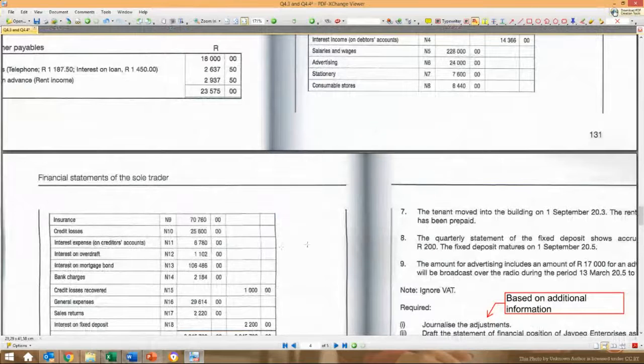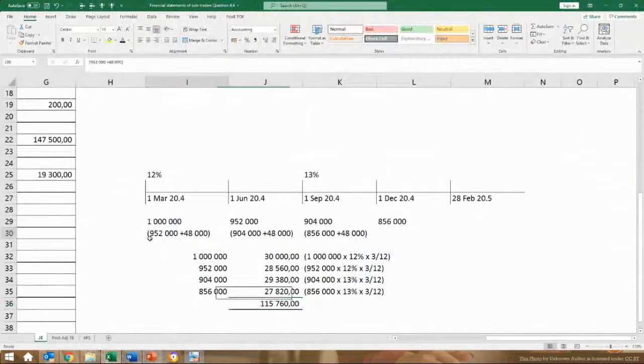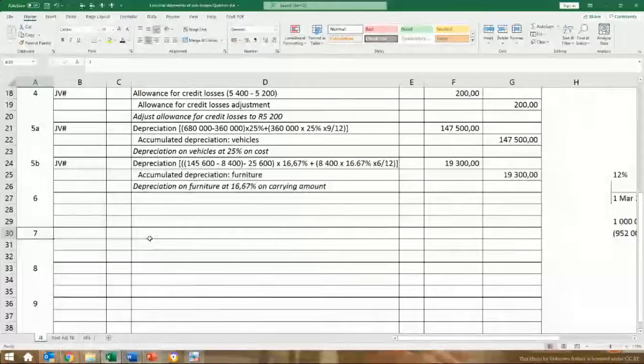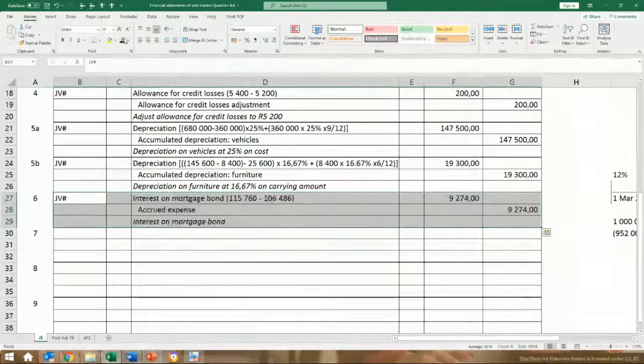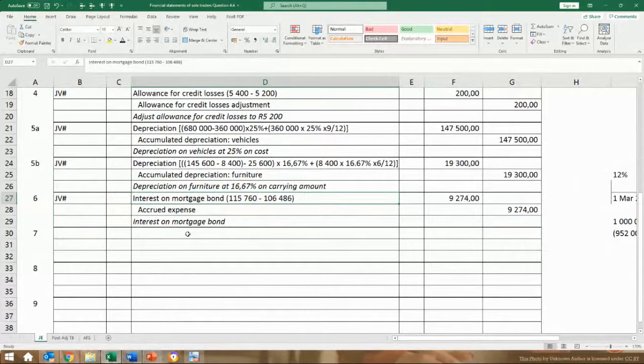Now let's look at what they've given us. If we look at the interest on mortgage loan, we only have 106,000 in our account at that moment. So the difference between those two amounts still needs to be accrued for, and that would be an accrued expense. When we do the transaction, we work out what it should be based on the calculation, and deduct what is currently in our trial balance. So we increase our interest on mortgage bond expense account, and then we create a liability, which is the accrued expense.